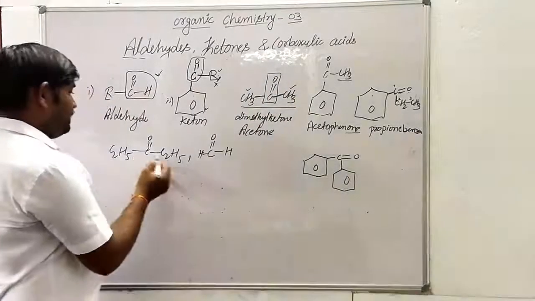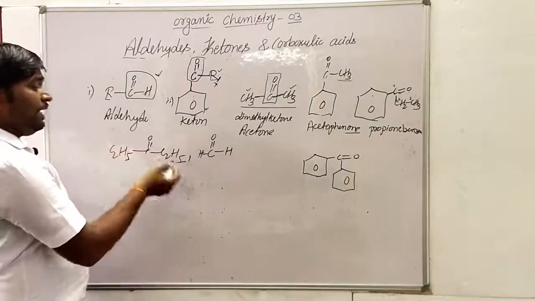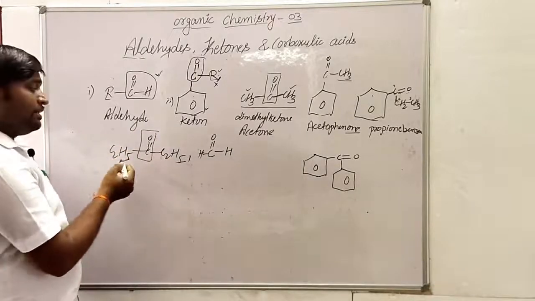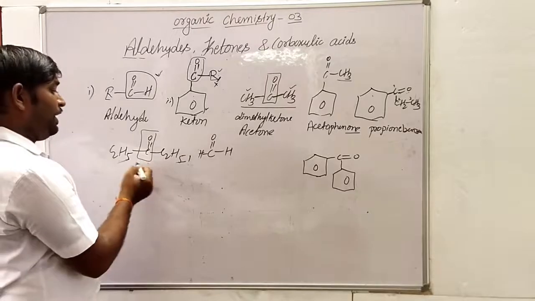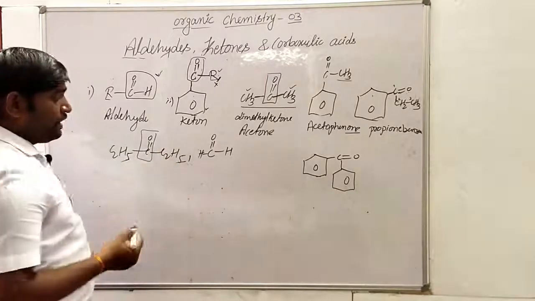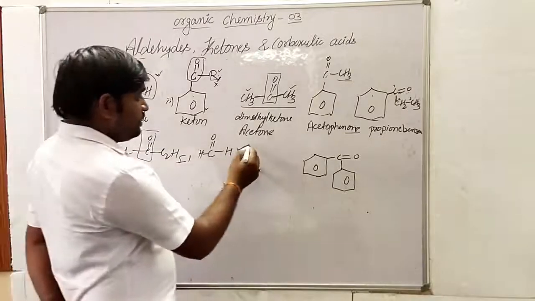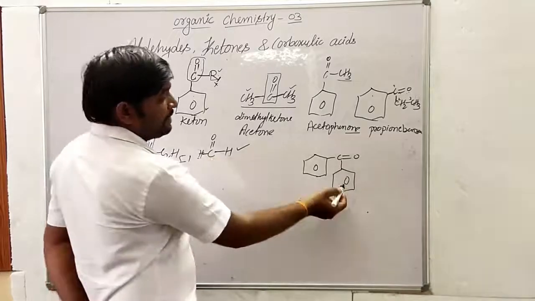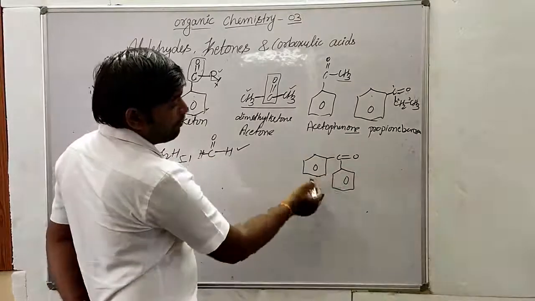Next here is diethyl ketone. This is the carbonyl group and symmetric alkyl groups are there. That's why it is a symmetric ketone or simple ketone. Diethyl ketone is the name of this molecule. Next, here the two valencies are satisfied by hydrogen atoms. That's why it is called formaldehyde.